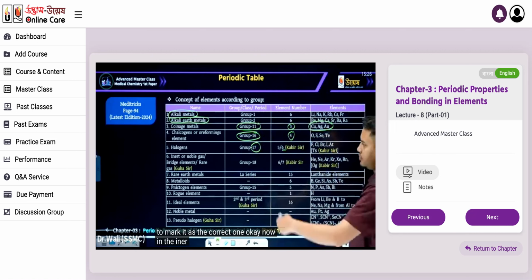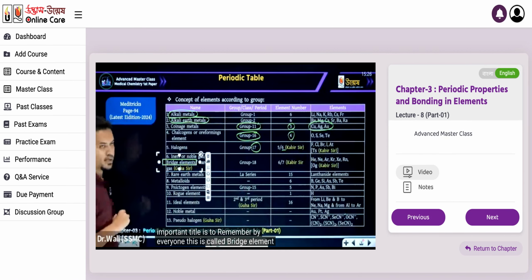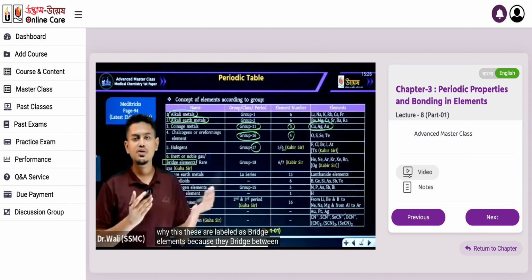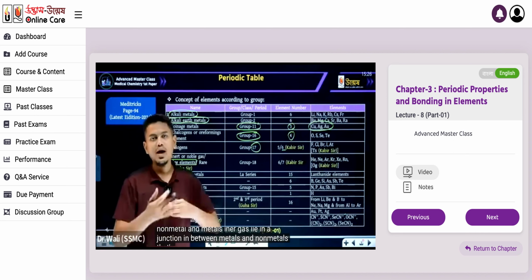Okay, now in the inert or noble gas section, one important title is to be remembered by everyone. This is called bridge element. Why are these labeled as bridge elements? Because they bridge between the non-metals and metals. Inert gases lie in a junction in between metals and non-metals. That's how they act as a bridge.